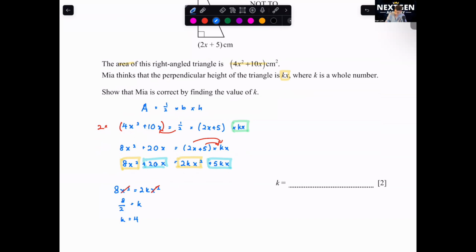You check the other value also, the blue color one. 20x equals 5kx. x and x cancel. 20 divided by 5 equals k. K is equal to 4. This is how we solve it. This is comparing the left-hand side and right-hand side. LHS is left-hand side. RHS is right-hand side.